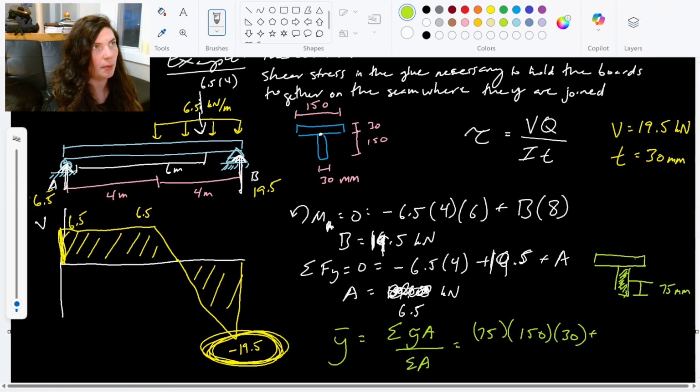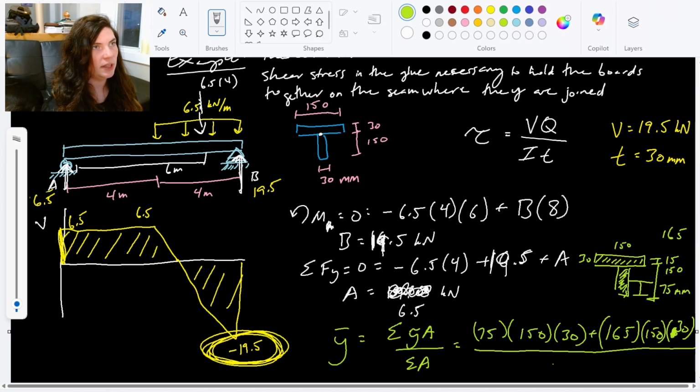Plus the centroid of my top portion. So this guy is 30, so half of 30 is 15. And then I need to add everything below him. So that would be 150. So 15 plus 150 is 165. 165, and then times the area of the top rectangle, which is 30 times 150. 150 times 30, right? 150 long, 30 tall. 165 is our y tilde.